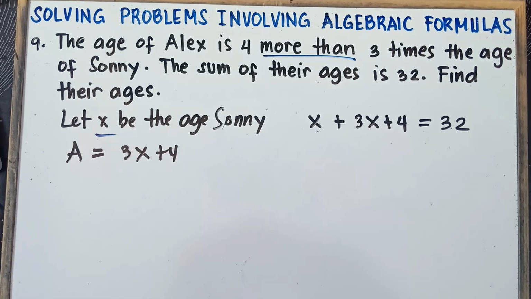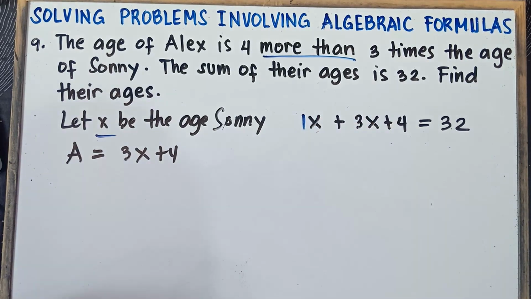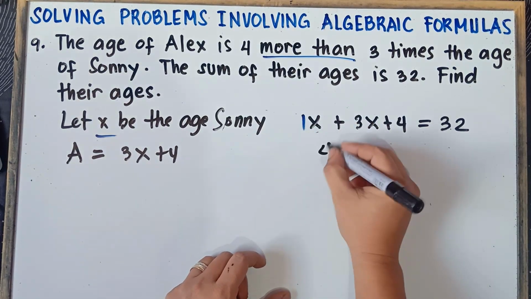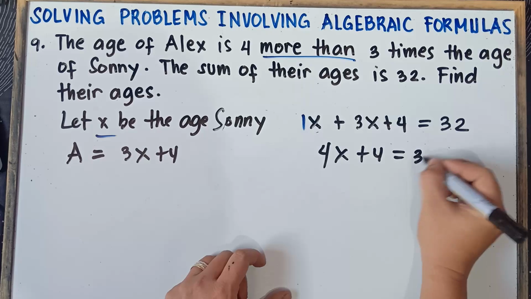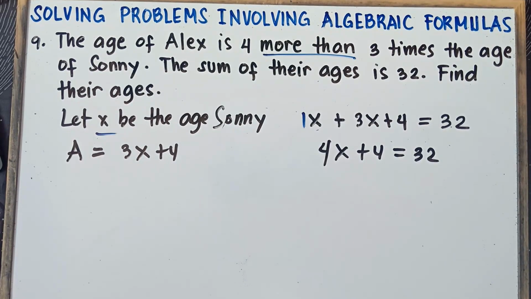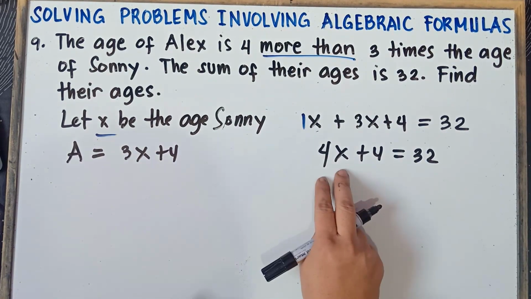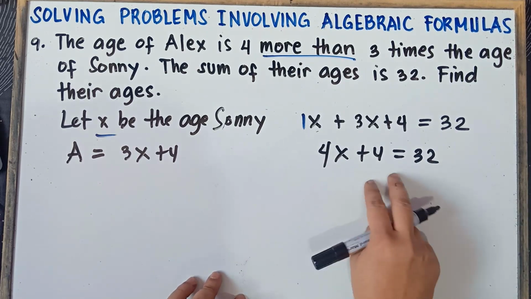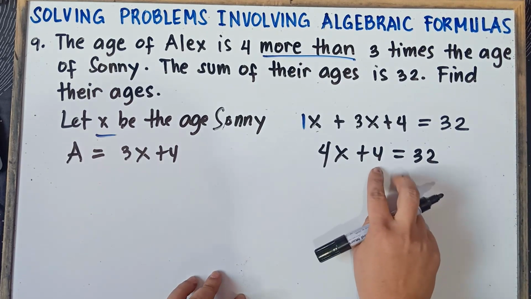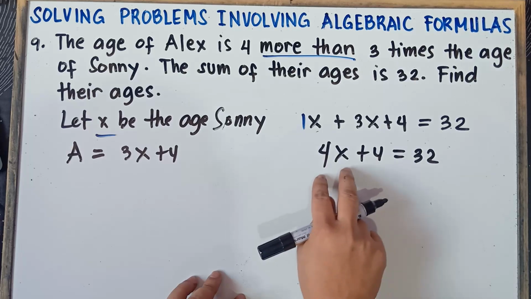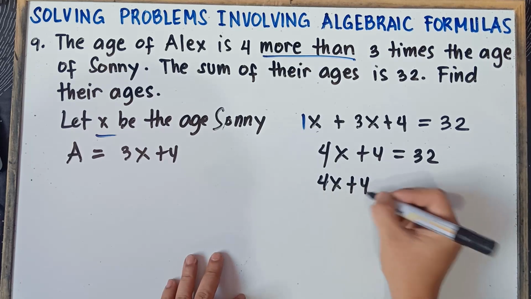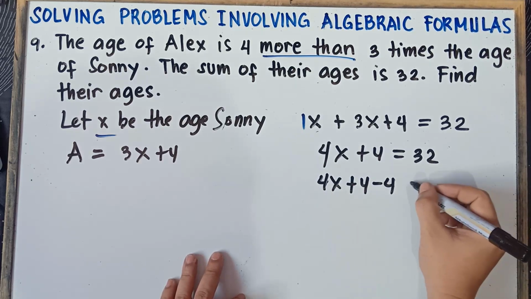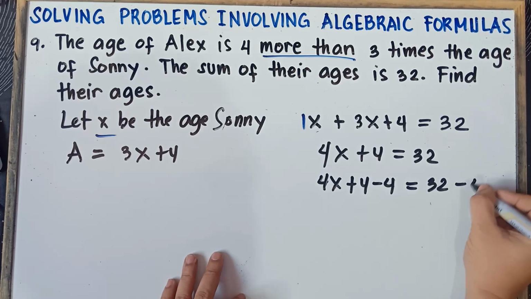Alright, and then combine like terms. Understood that there's 1 here. 1 plus 3, that would be 4. Simply copy x. Copy plus 4 equals 32. Alright, and then to get the value of x, we can subtract both sides by 4 so that we can cancel this out. And the remaining expression on the left side will be only 4x. So this will be 4x plus 4. And then subtract 4, both sides, equals 32 minus 4.